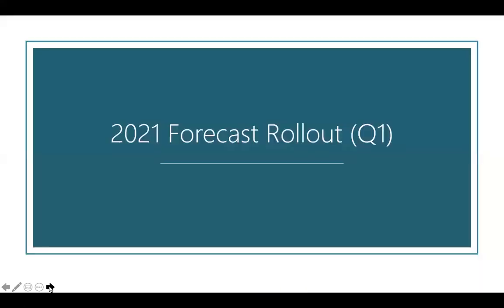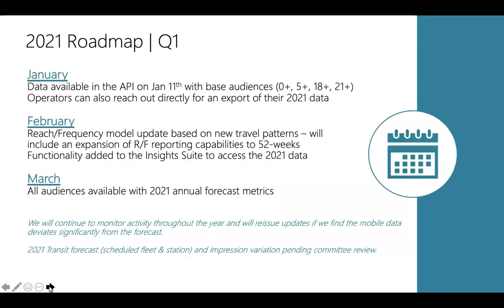Great. So I wanted to jump in and we'll talk about the rollout of the forecast and what to expect over the first quarter of 2021. So in January, on Monday, the data will become available in the API on Monday, January 11th. And this will be with base audiences. So that's person 0 plus, as it says here, 5 plus, 18 plus, and 21 plus. Operators can also reach out directly to us, to your analyst, or even through Geek Out, and we can provide you an export of your 2021 data. So just feel free to reach out if you can't access it via the API.